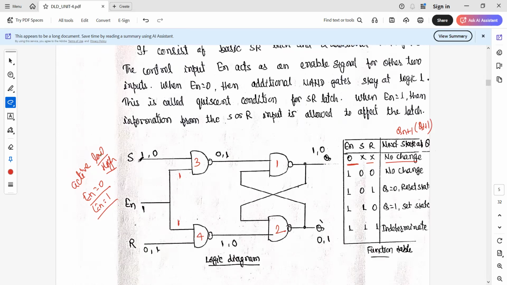Now if S is 1 and R we are keeping as 0, then for NAND gate 3 both inputs are 1 and its output is 0 here. For NAND gate 4, one input is 1 and another is 0, so we are sure that its output is going to be 1 here. Now NAND gate 1 has one input 0, and NAND gate 2 has another input 1. So how are we going to decide the output here?